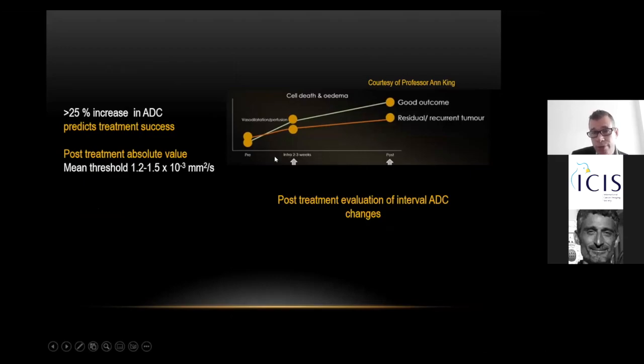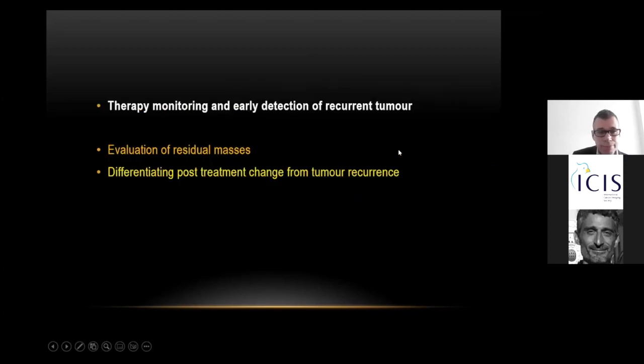This nice graph that was put together by Professor King actually shows how we would expect a residual recurrent tumor to progress with time. So we can see that those that are unresponsive will have higher ADC values at baseline, but as we go through with treatment, it will show in the early phase that the ADC is going up less than the responsive tumor. And as we go through to the later post-treatment phase, that will increase the discrepancy in terms of ADC values between those with a good outcome, showing a continued increase in ADC, and those with a poorer outcome.